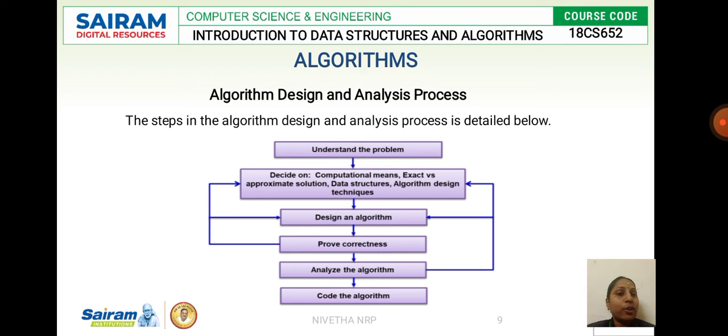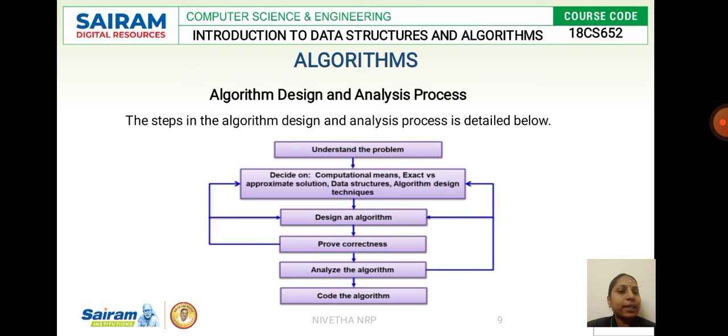Next, after understanding the problem statement, we should decide on computational means. We should decide on what are the different techniques available to solve that problem, what are all the different algorithms we have, and what is the appropriate solution, and we have to decide on that. We have to consider all these factors, and the third step will be choosing the best among them, and designing an algorithm.